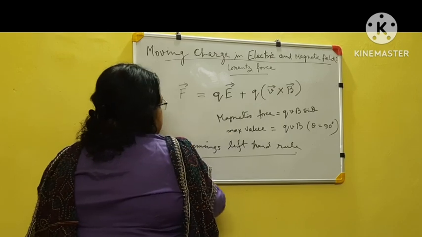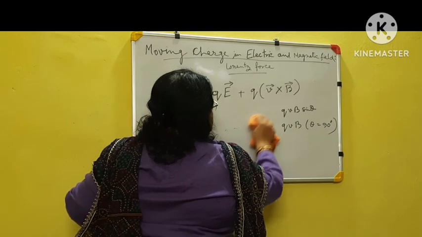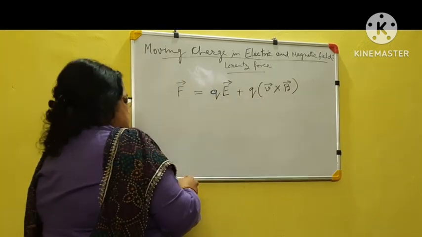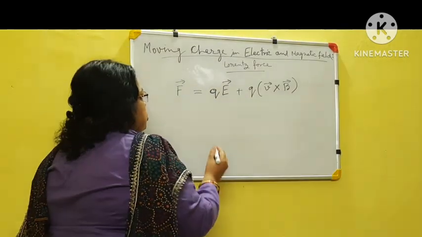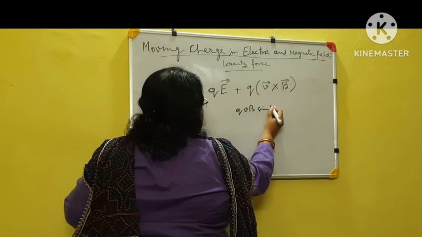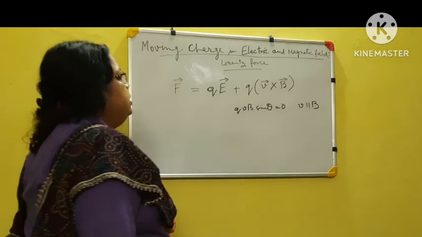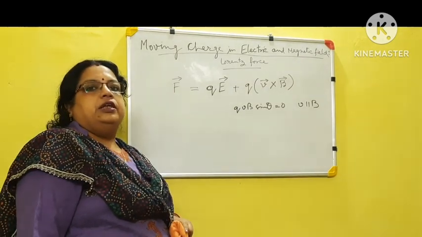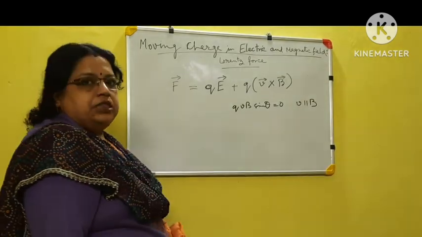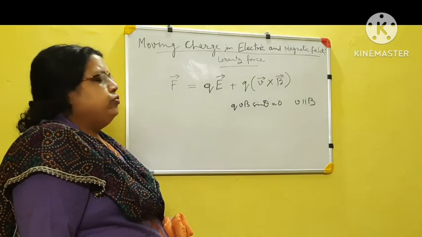If the velocity of the charged particle is parallel to the magnetic field, V parallel to B, then what will happen? The angle between V and B will be 0. So QVB sin theta will be 0 if V is parallel to B. So the minimum value of the magnetic force on the charged particle will be 0. Now the maximum value, I have shown, will be QVB when theta equals 90 degrees.